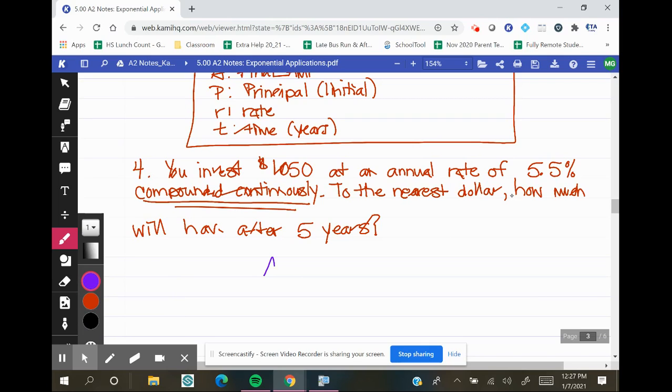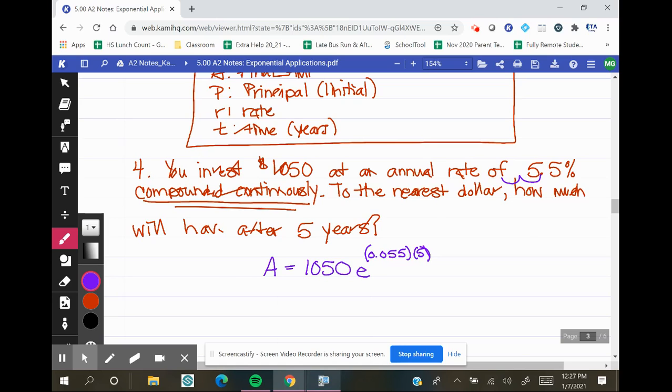All right, I always hope that when I change colors, maybe it'll go a little faster. So A equals, we want to know how much we have if we invest $1,050. e stays the same, raised to the rt, so we need to move this to the left. That's how you change a percent to a decimal. So 0.055 times, we're going to leave it in there for 5 years.